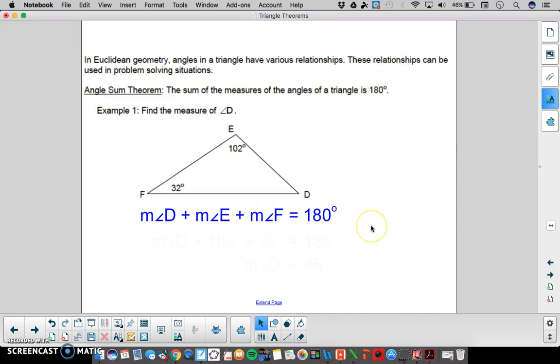So we have the equation: the measure of angle D plus the measure of angle E plus the measure of angle F equals 180 degrees. We could substitute in the ones we know, add them together, and then subtract that from 180, and we could find the measure of D equals 46 degrees.